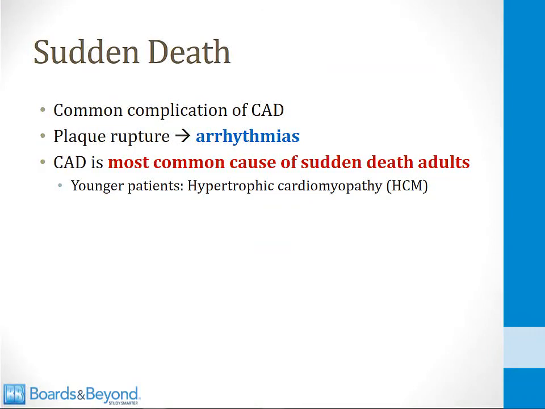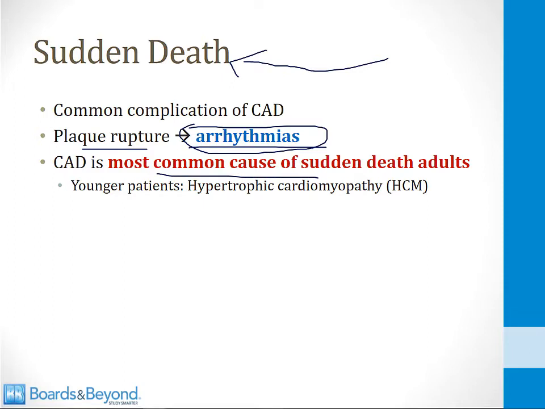Sudden death, unfortunately, is a common complication of coronary disease. Many patients develop a plaque rupture, and that leads to ischemia, but before they come to medical attention, they develop an arrhythmia. And you want to remember that arrhythmias are usually the cause of sudden death related to ischemia. The ischemic myocardium is vulnerable to go into irregular rhythms, especially ventricular tachycardia and ventricular fibrillation, and this can lead to sudden death. And in fact, coronary artery disease is the most common cause of sudden death in adults.